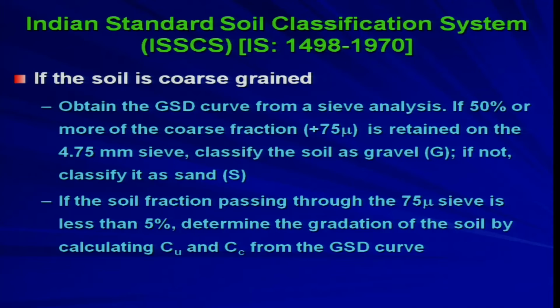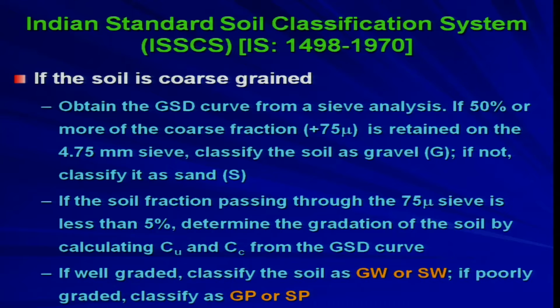So, if the soil fraction passing through the 75 micron sieve is less than 5%, determine the gradation. Gradation will be the important parameter by which you can determine the classification. Determine the gradation of the soil by calculating Cu, the coefficient of uniformity, and Cc, the coefficient of curvature, from the GSD curve. If well graded, classify the soil as GW or SW based on whether it is gravel or sand. If poorly graded, classify as GP or SP.